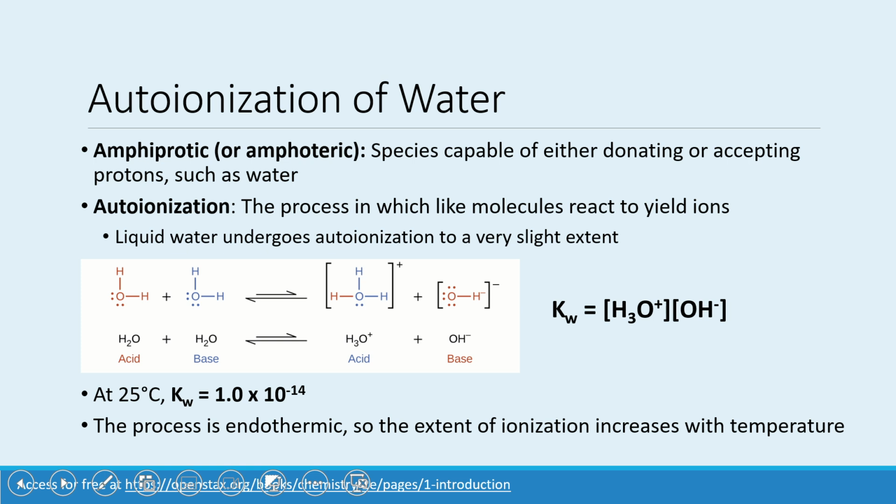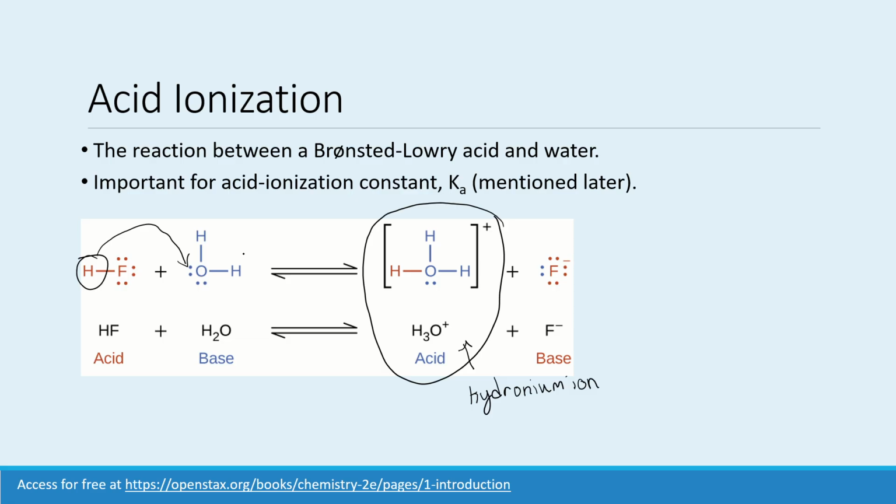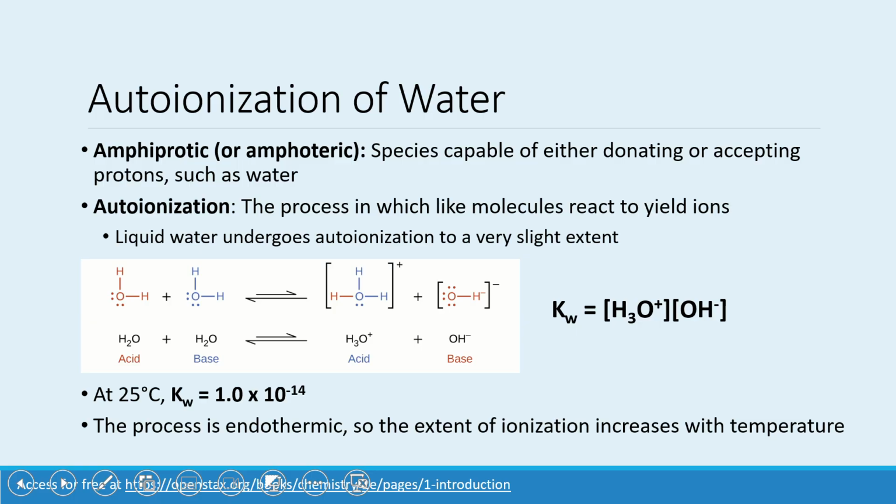So we've already seen a couple of amphiprotic or amphoteric species. These words are kind of interchangeable, but amphoteric species are going to be capable of either donating or accepting protons, and so they can act as both an acid and a base. And water is a good example, right? In the first example, we saw water acting as a base. And then in the second example, we saw water acting as an acid. Okay, so it can go either direction.